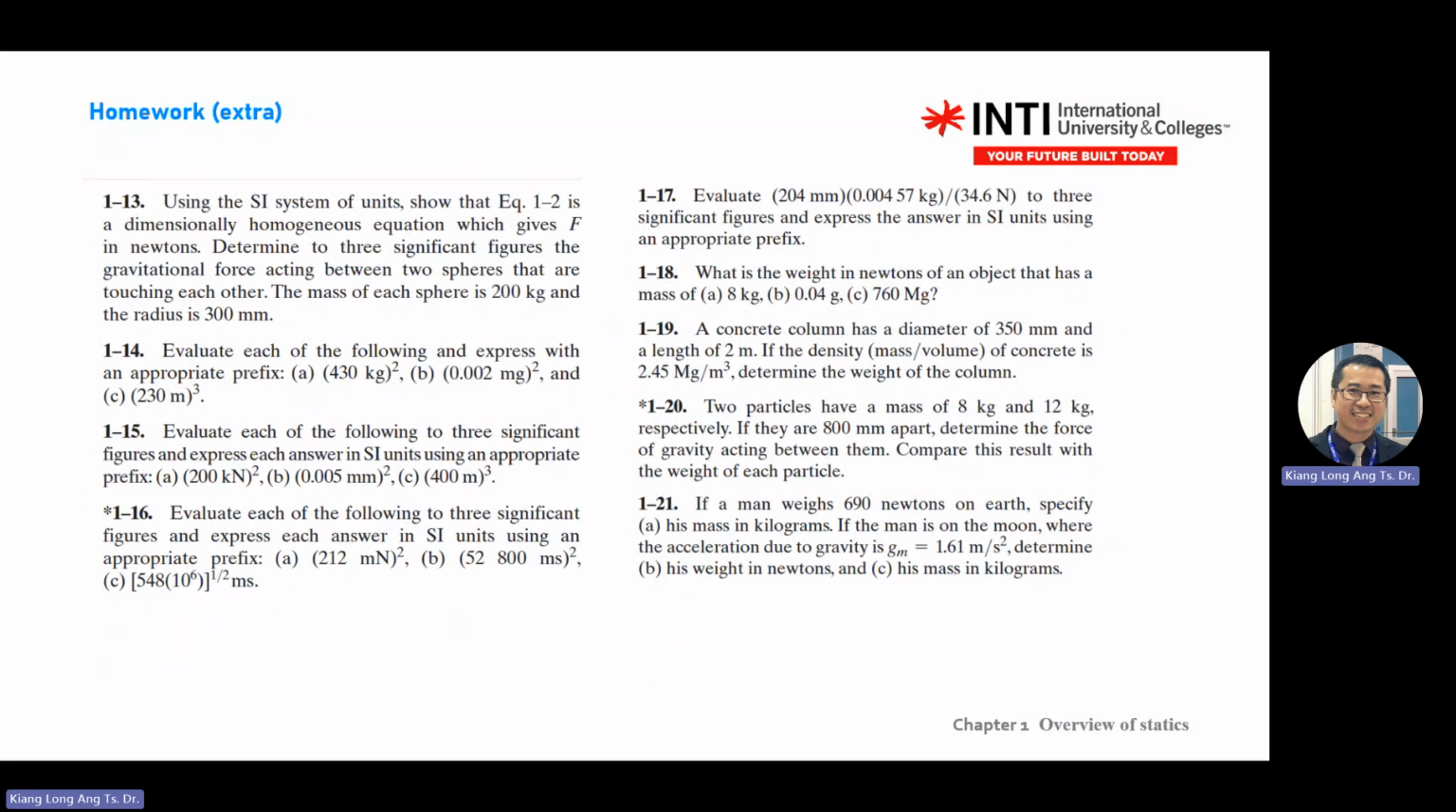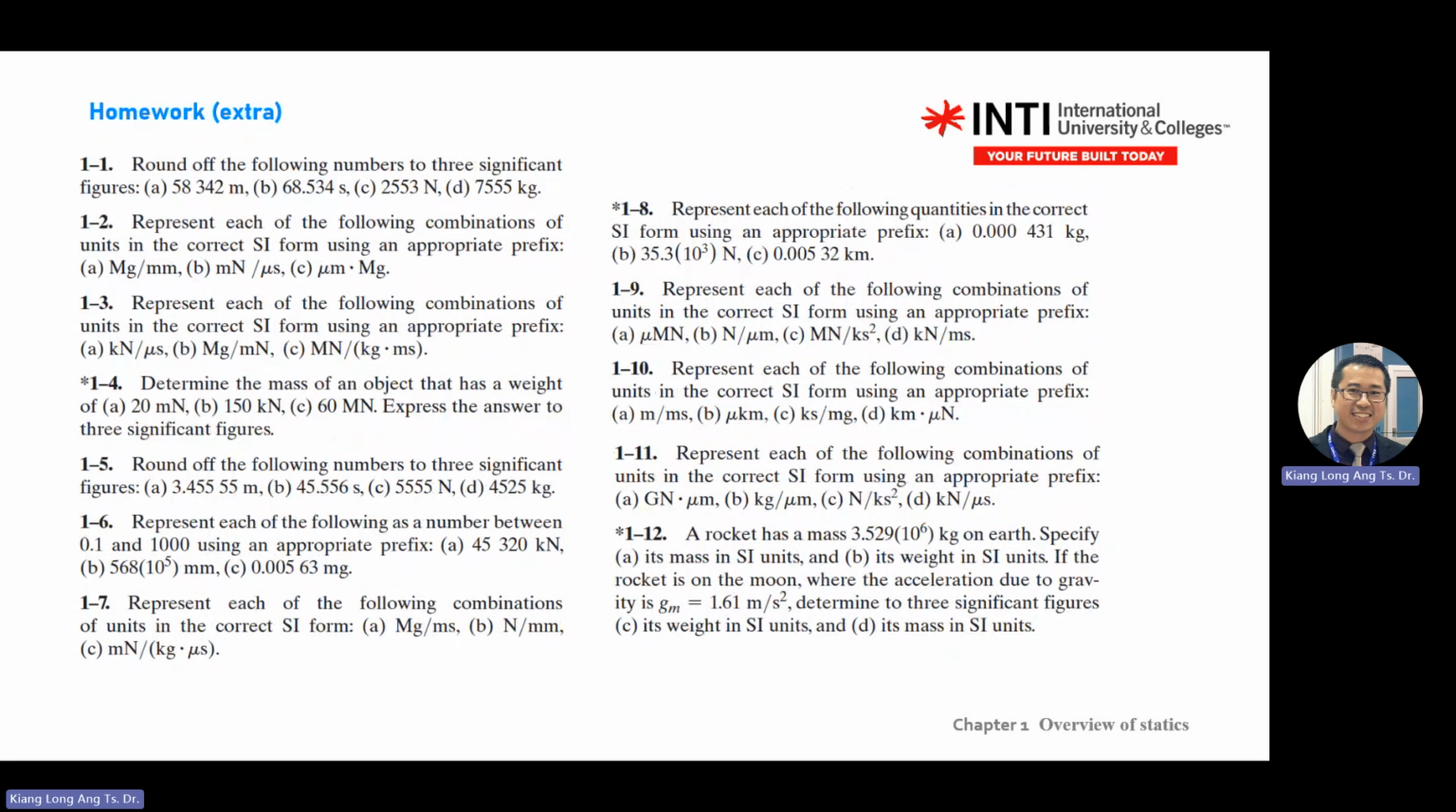Again, in Canvas, I already uploaded the version 2 tutorial questions for chapter 1. It's quite complete. You can download and either print out or use your tablets to write on the tutorial questions. Tutorial questions are just learning tools for you. You can use them, or if you choose not to, it also can. You don't need to pass up to me. That one is just for you.